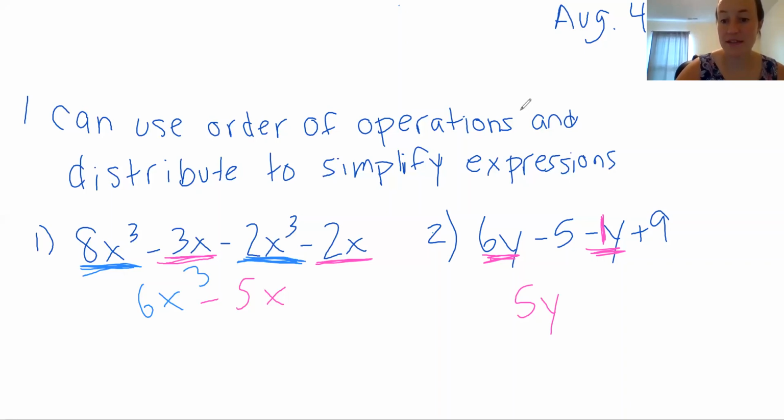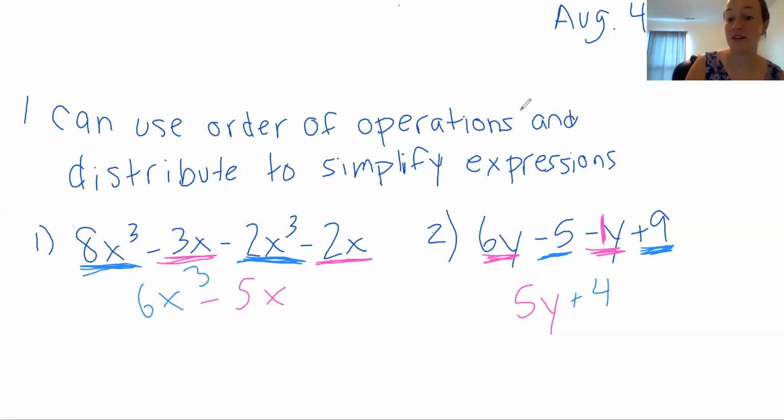And then this negative 5 and this positive 9, because we're looking at the signs in front, these are called constants because they don't have any variable, any letter with them. So there's another vocab word. Negative 5 plus 9 is going to get me to a positive 4. 5y and 4, those are not like terms because one of them has a y and one of them does not. So that is my final answer. We are done.